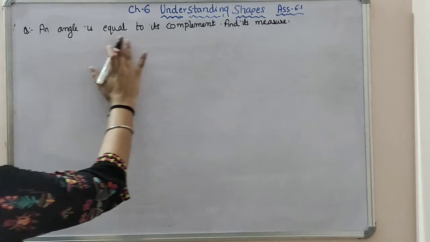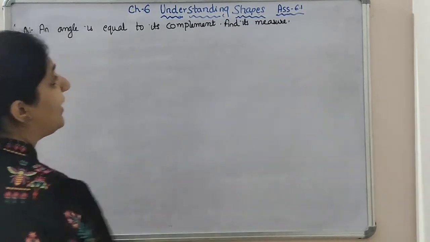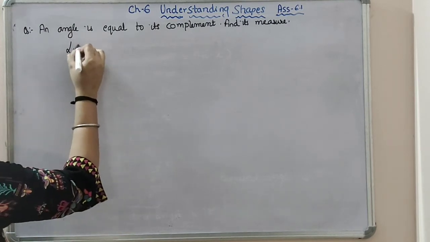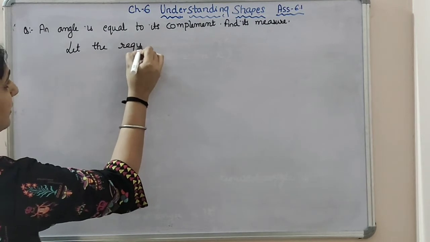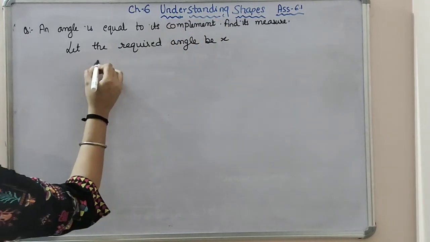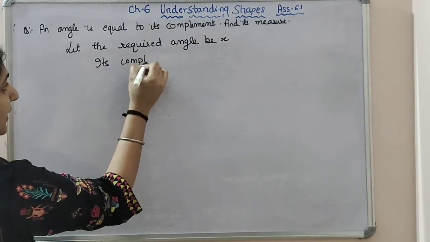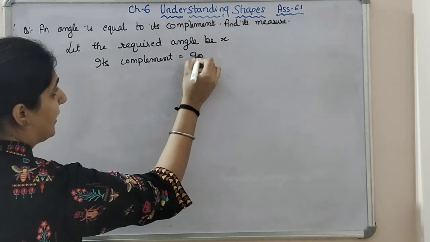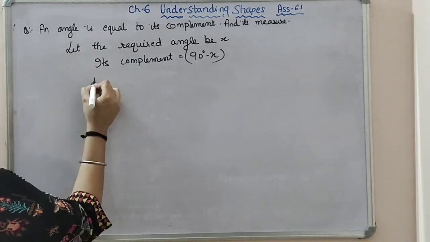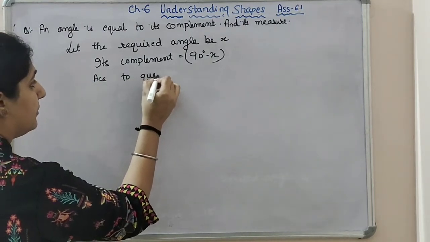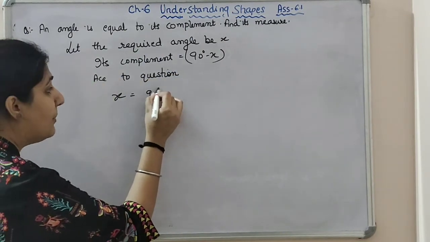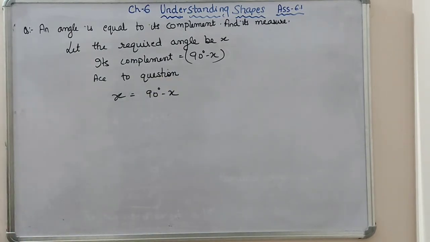Next question. An angle is equal to its complement. Find its measure. So we have an angle which is equal to its complement. So let the angle be x. So what will be its complement? Its complement will be, you know, 90 degrees minus that particular angle, that is 90 minus x. Okay, so according to the question, the required angle is equal to its complement that is 90 minus x. These two are equal.